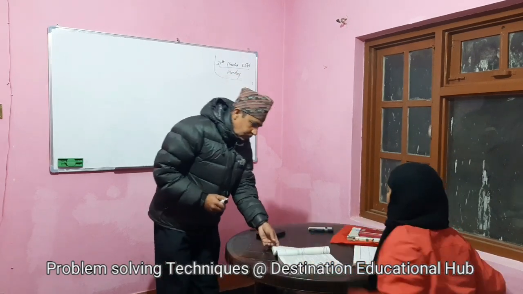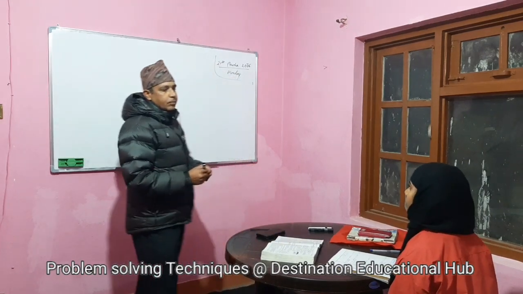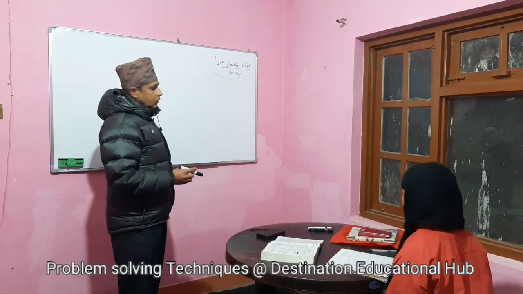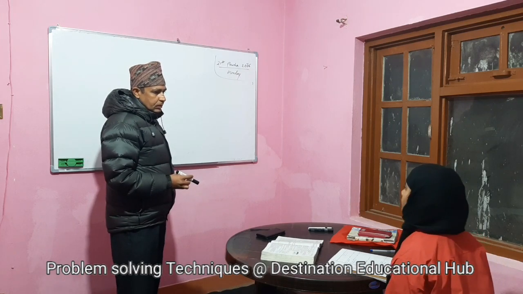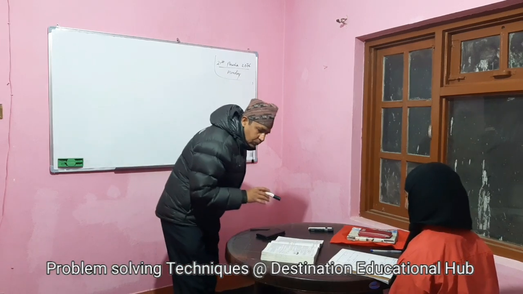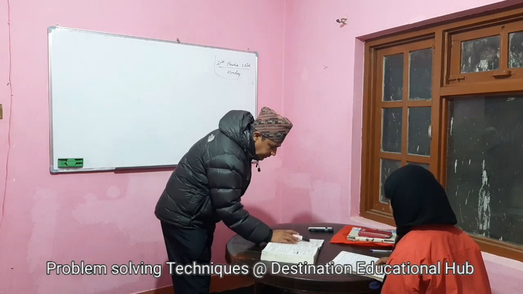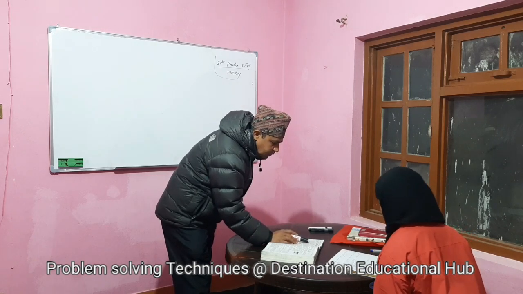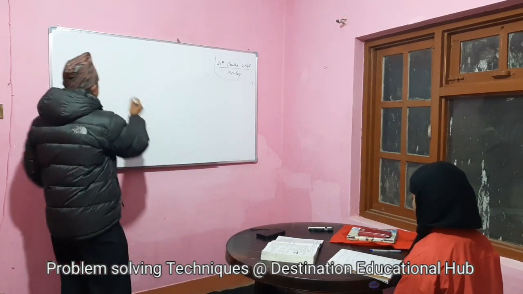Number B. So actually in science, there are four groups: A, B, C, D. Group A means we have 1 mark. Group B, 2 marks. Group C, 3 marks, and Group D, 4 marks. So your question is B. Yeah, what is Torricellian vacuum? What is Torricellian vacuum?